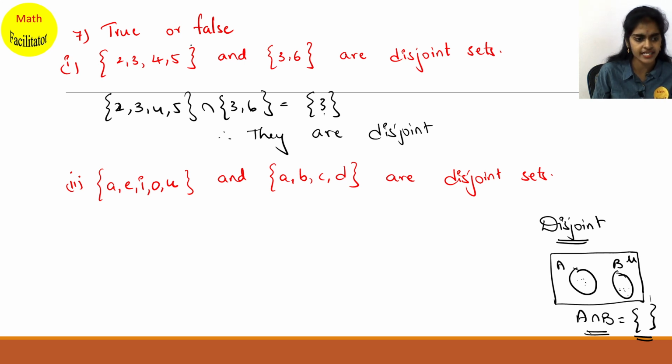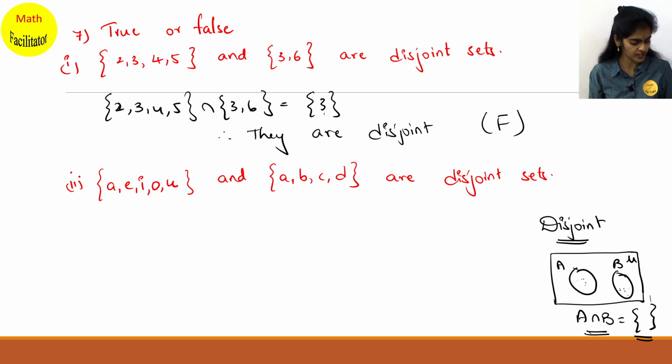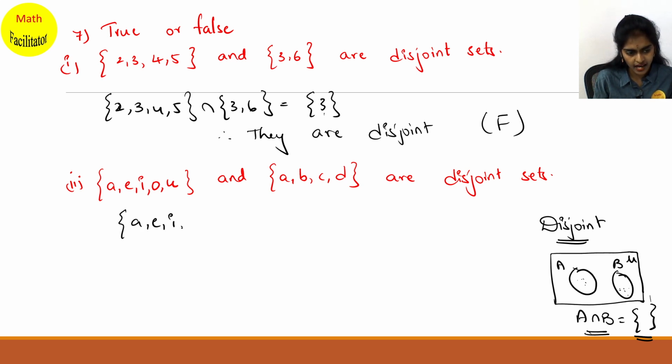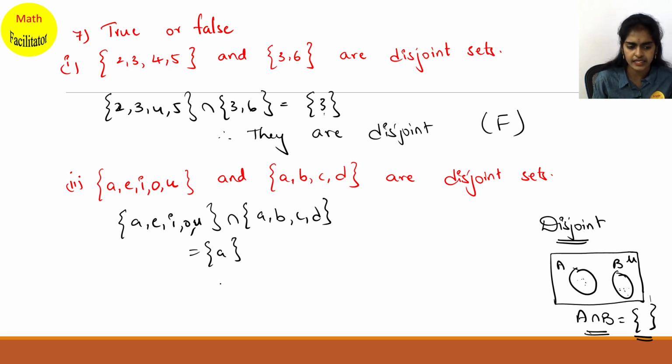When they are not disjoint sets, they are asking whether it is true or false, so this is false, right? So next one, A, E, I, O, U and A, B, C, D are disjoint sets. Let us find the intersection of these. Here also you can see A is common in both the sets. So you have an element here, it is not empty. If the intersection of these two is empty, then you can say they are disjoint, but here you have an element, so therefore I can say they are not disjoint, or I can say this is false.